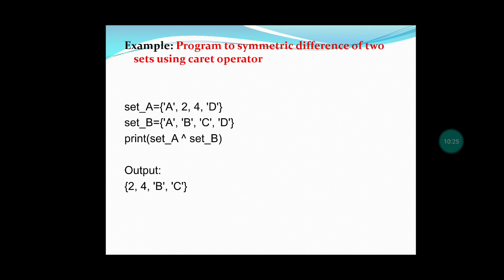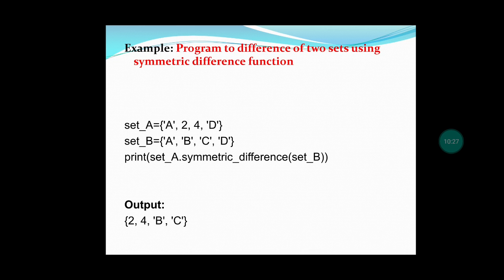The same example has been used by using the symmetric difference function. In set A, the element given is A, 2, 4, D, and set B, the element given is A, B, C, D. Print of set A dot symmetric difference of set B. So set A is symmetric difference with set B. So we are getting the output as 2, 4, B, C.